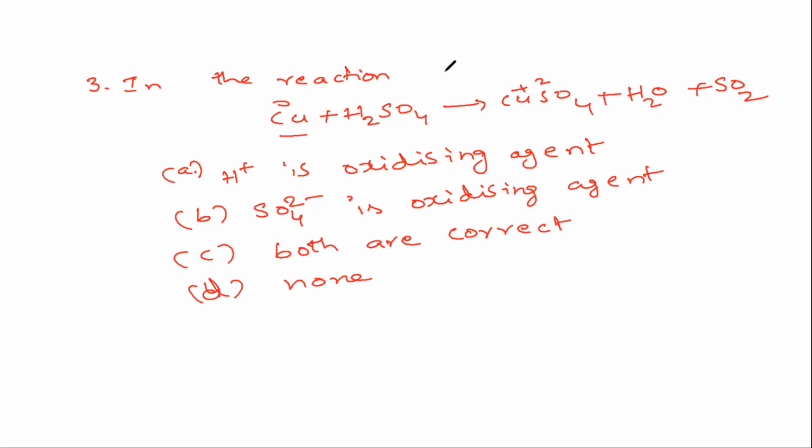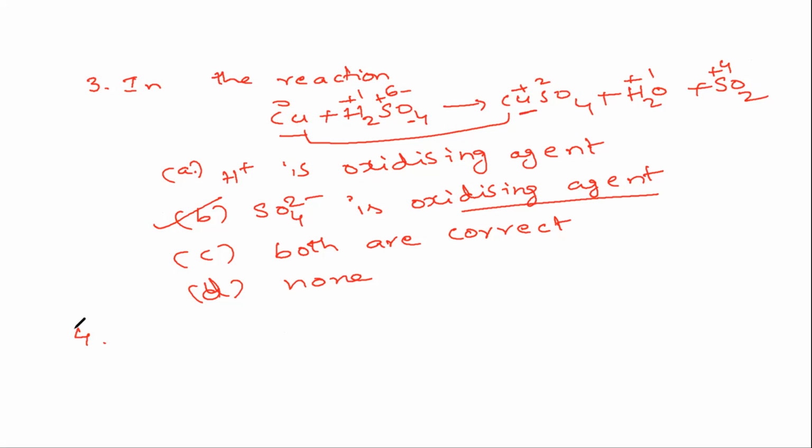So it is increasing in oxidation number, so it is undergoing oxidation. And sulfur is plus 6, changing to plus 4, so a decrease in oxidation number, so it is undergoing reduction. So the sulfate ion is the oxidizing agent. Only B is the right option. H plus is not changing, because here it is plus 1 and here also plus 1. The substance which is undergoing reduction brings about oxidation to others. So the sulfate ion is bringing oxidation to copper, so it is the oxidizing agent. I hope it is clear.